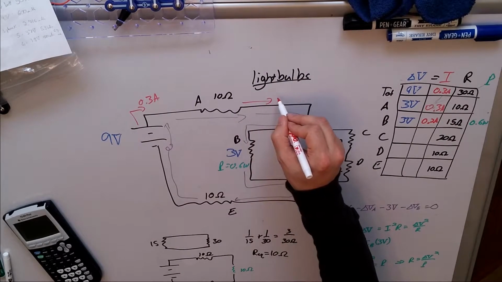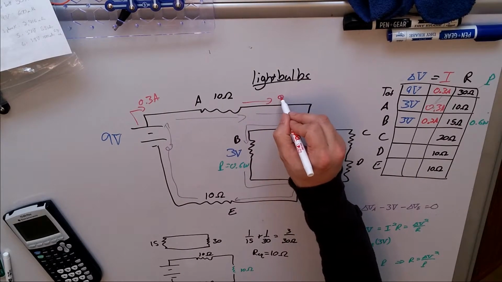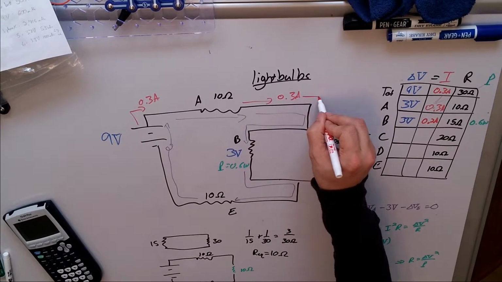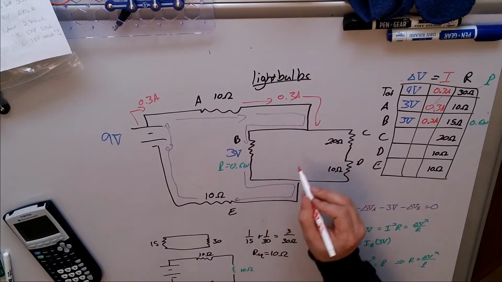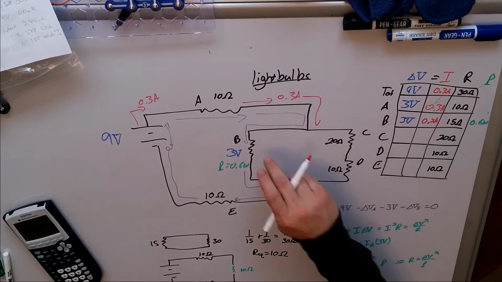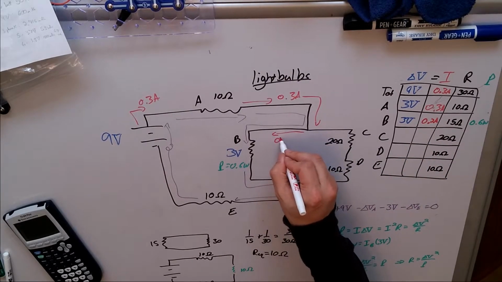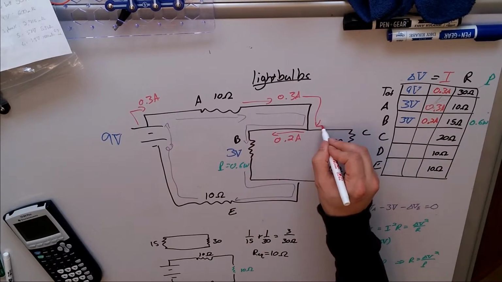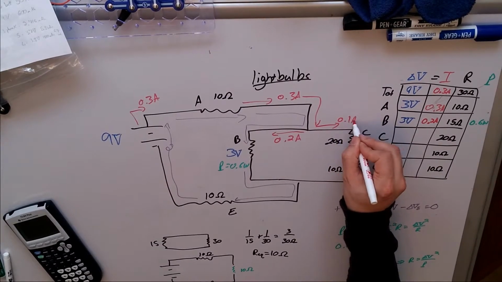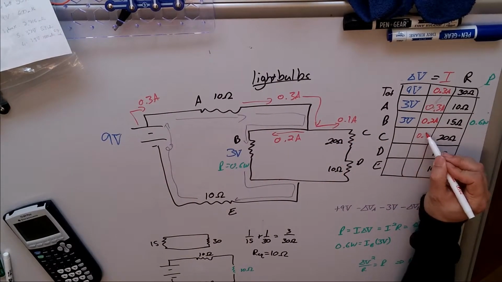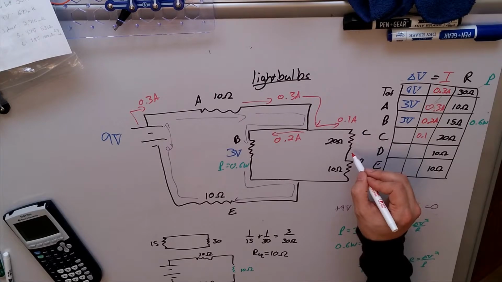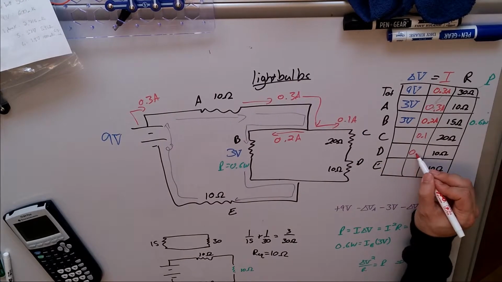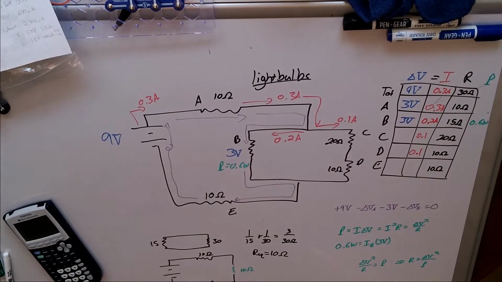We've been getting some good results with our current, so we know that 0.3 amps goes down this way, hits this junction, and because we have this information from B, we know that 0.2 amps goes this way, which means by junction rule, 0.1 amp must go this way over to C. It goes through C, and then it goes through D. It is not used up because it continues flowing through.